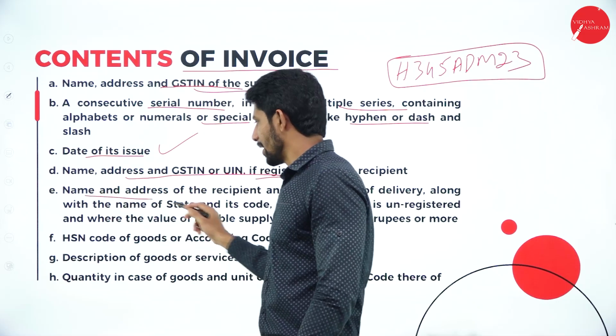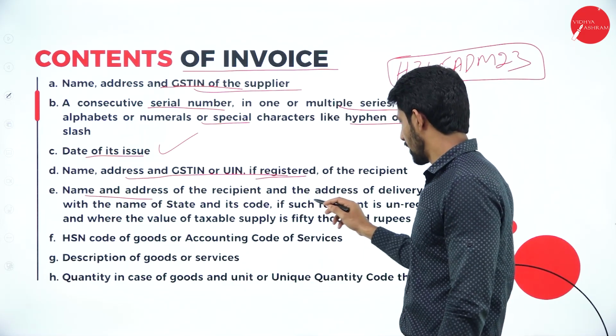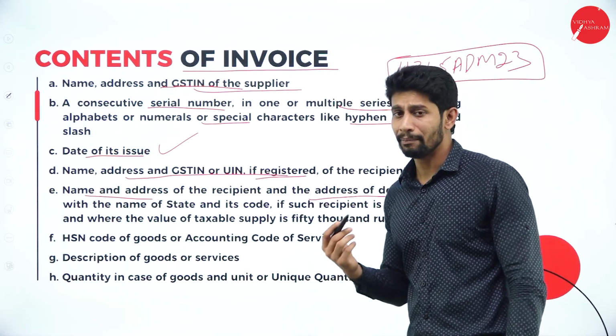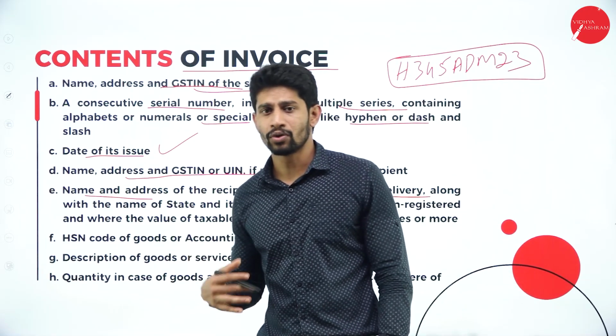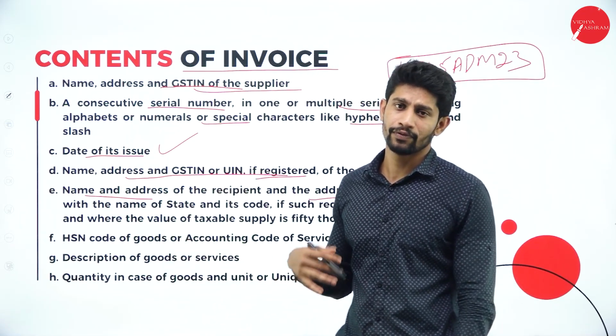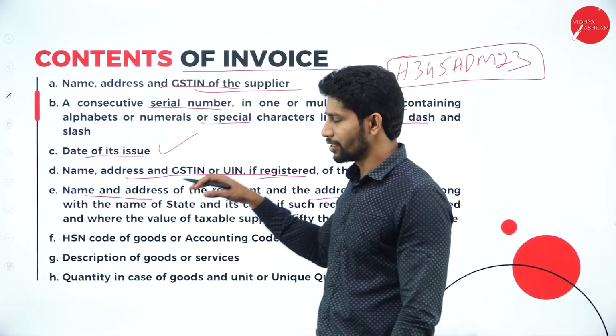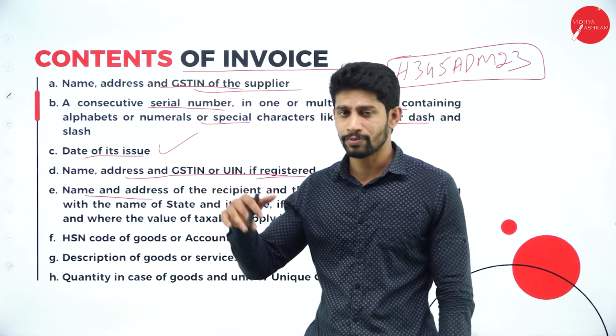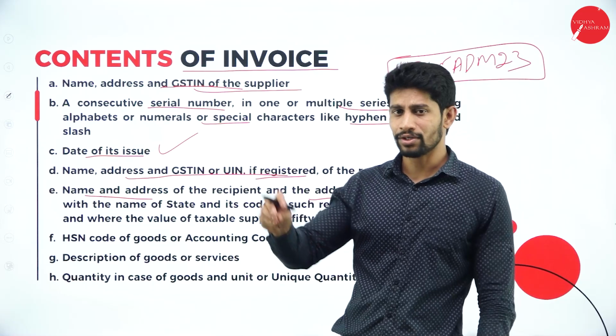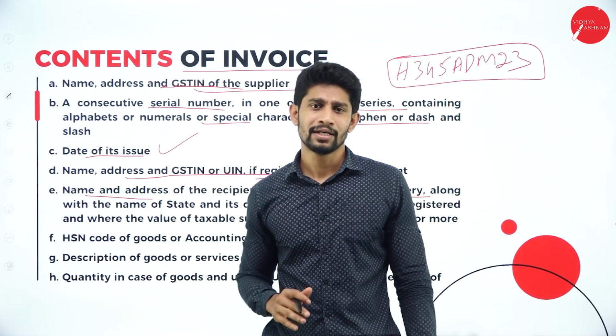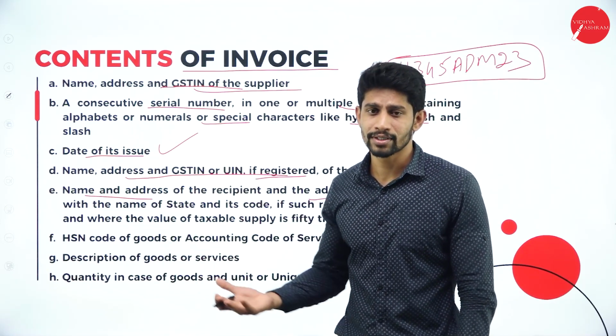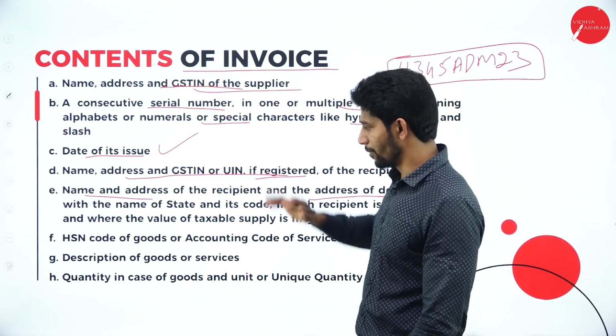Next, the name and address of the recipient and the address of delivery will be mentioned along with the pin code, which state, which district, which taluk, everything with respect to the recipient and the address of delivery: to which place the item is supposed to be delivered and for whom it is supposed to be delivered, that will be mentioned.